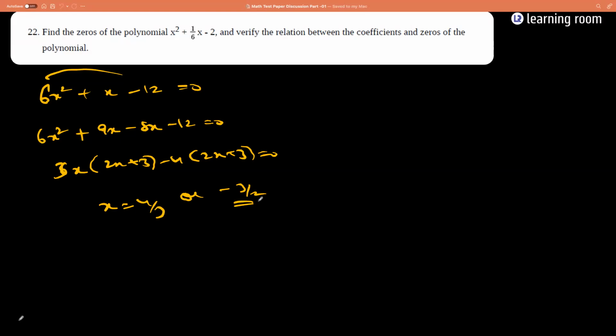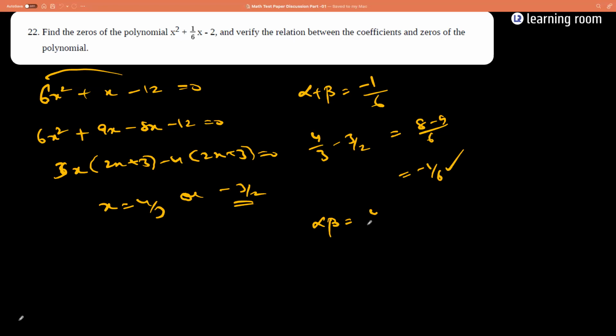Now what they are asking us is to verify the relation, no? So alpha plus beta is equal to how much? -1/6. So 4/3 minus 3/2 is equal to 8 minus 9 divided by 6, which is -1/6. Yes, it is working. So alpha into beta is equal to 4/3 into -3/2. Cancel these two. It's going to be -2. Yes, it is working. Shall I proceed? Yes, sir.